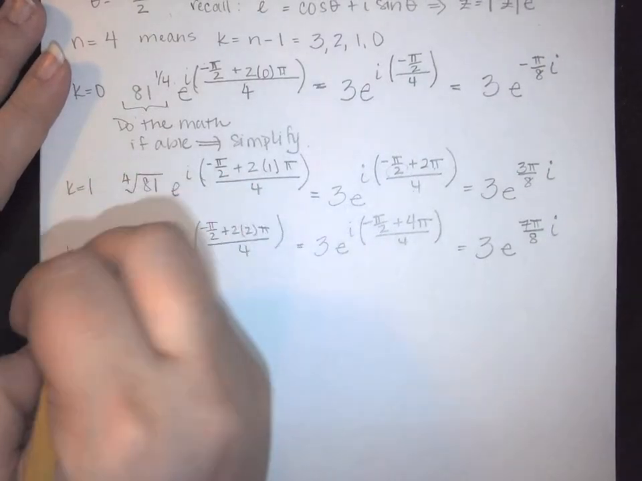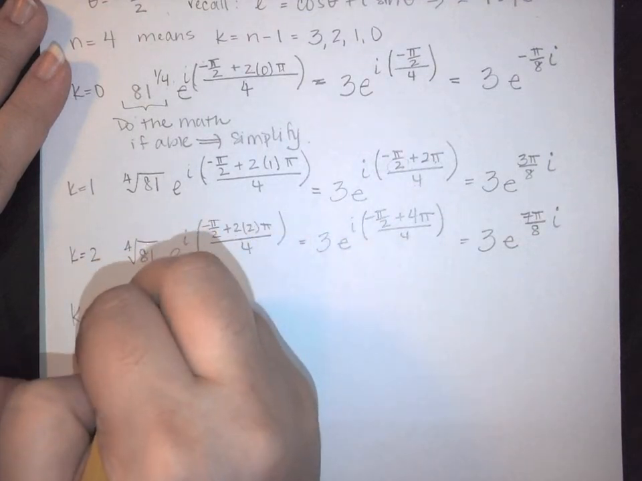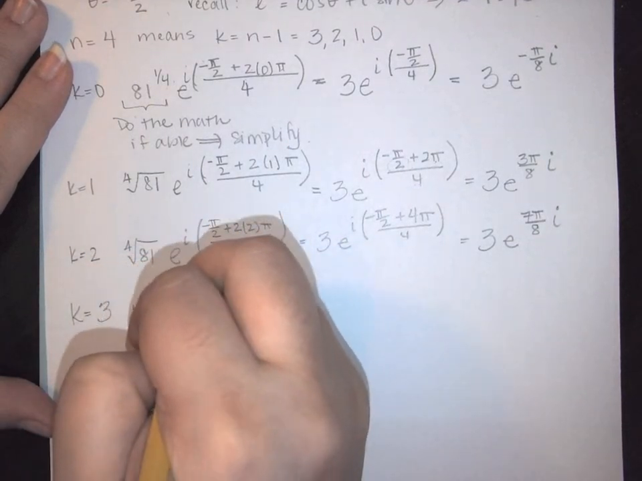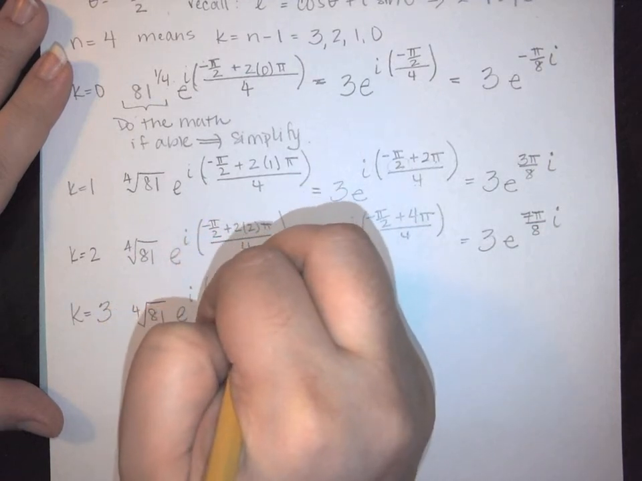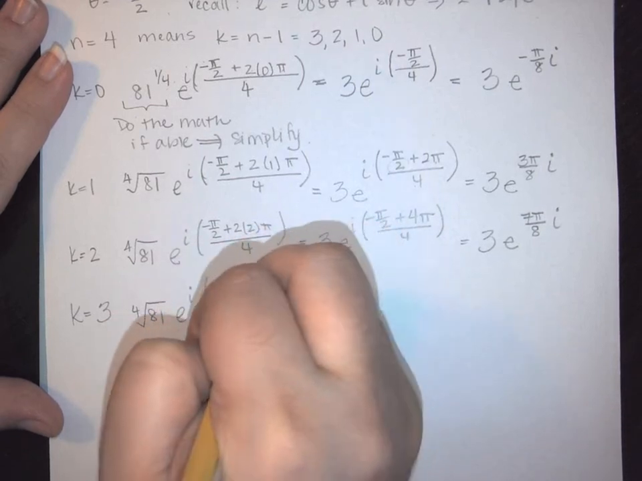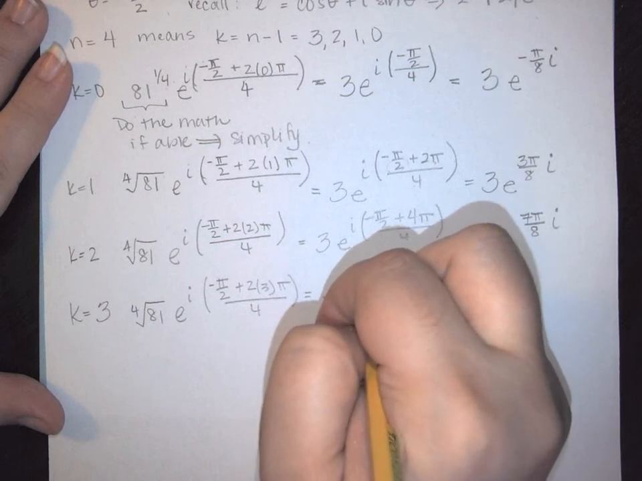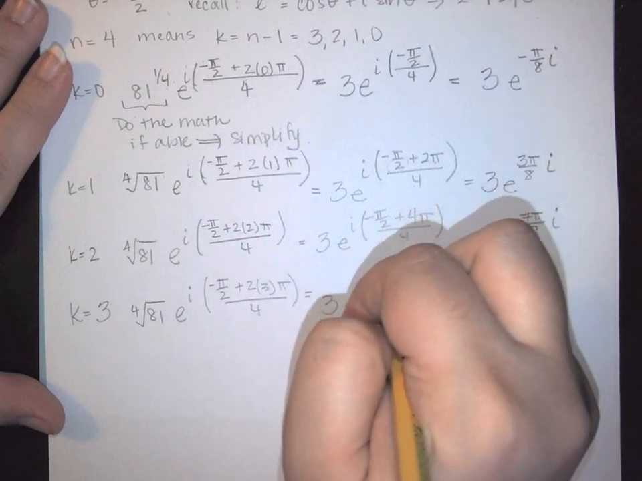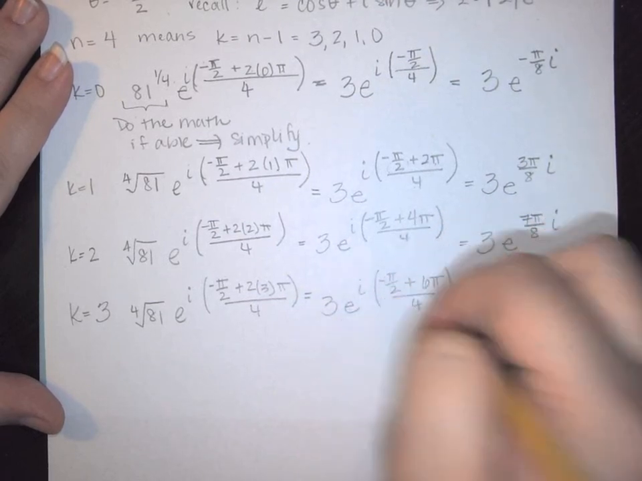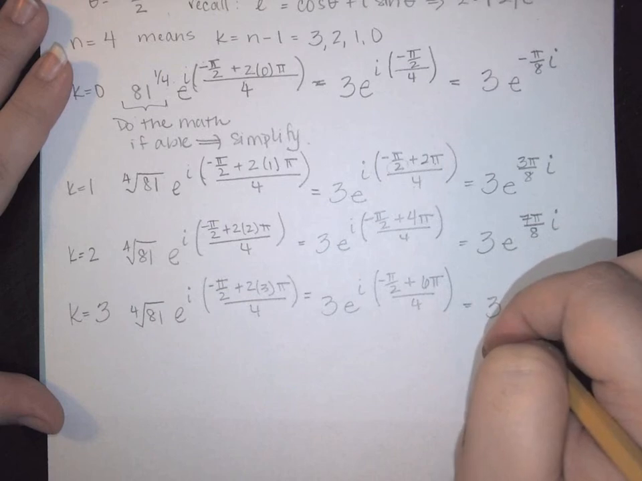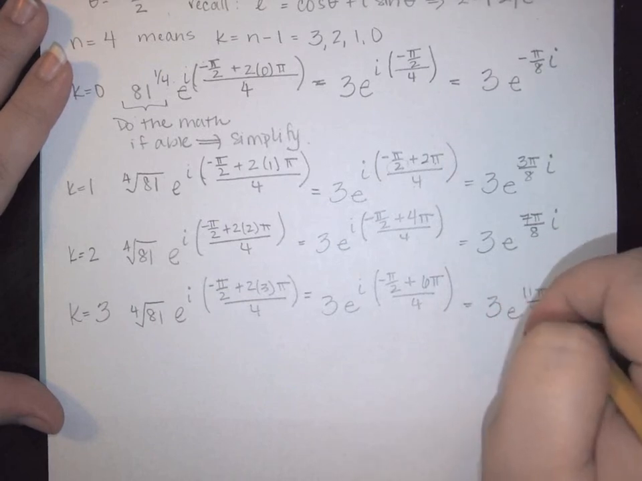Last here I have k equals 3. So again, fourth root of 81, e to the i times negative pi over 2 plus 2 times 3 pi all over 4. This is going to reduce to 3e to the i times negative pi over 2 plus 6 pi all over 4, which is going to equal 3e to the 11 pi over 8i.